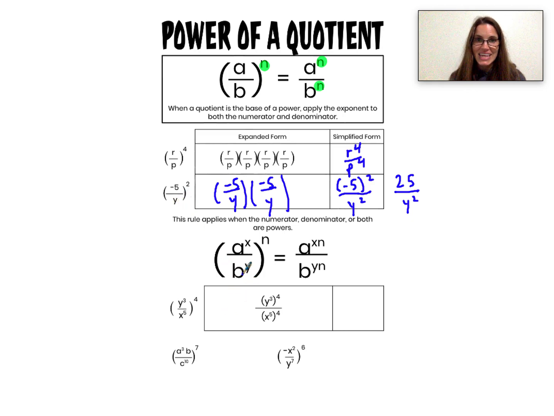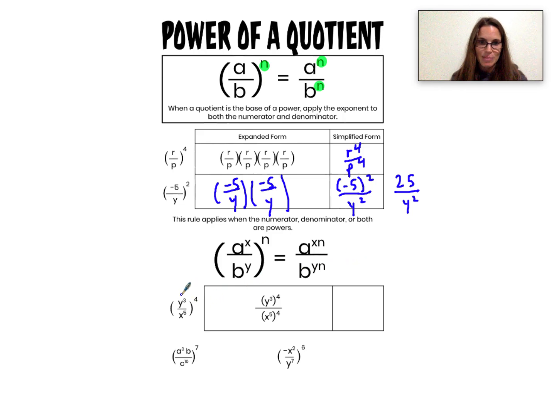This rule, just like the power of a product rule, applies when any of the factors are themselves powers. This rule applies when either the numerator or denominator, or both, are themselves powers. When we raise a power to a power, we are multiplying our exponents, the power rule. So numerator, a to the x raised to the n. Power rule, the numerator is a to the x times n. Denominator, b to the y raised to the nth power. Power rule is b to the y times n. Again, we are multiplying our exponents.